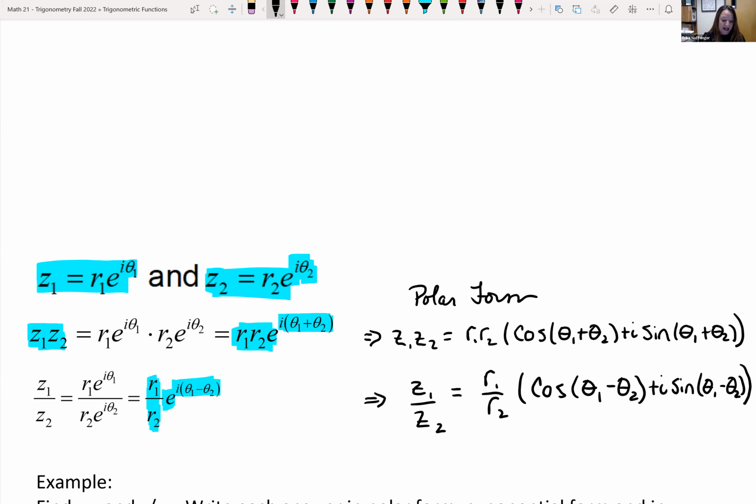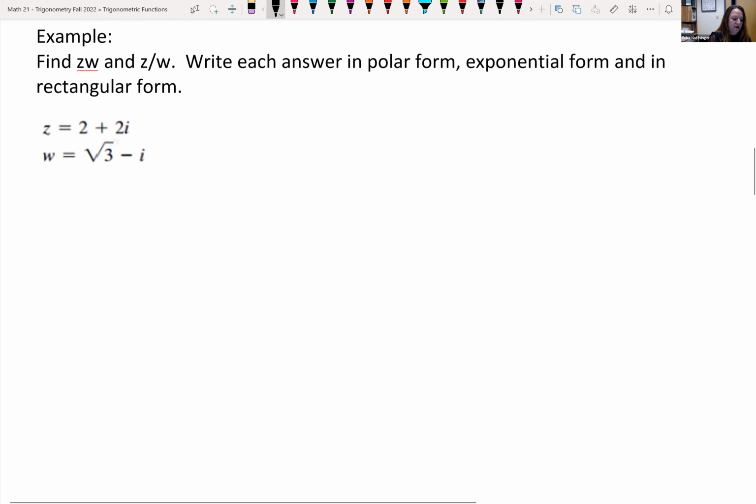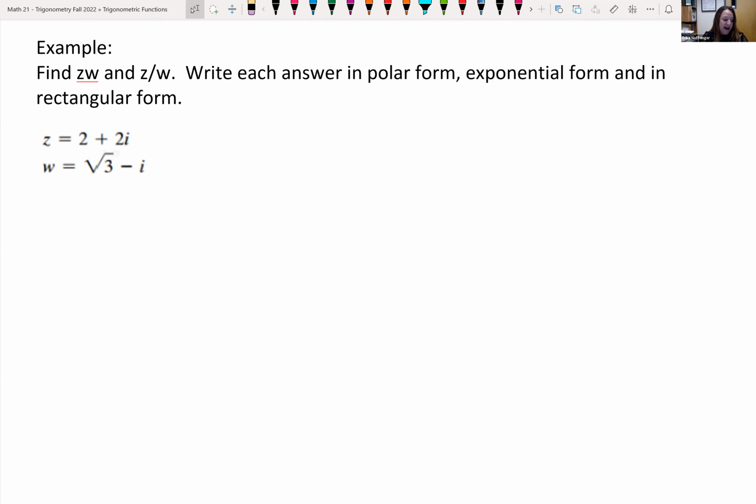So let's look at an example of multiplying and dividing two complex numbers. The example says we're going to find z times w and z divided by w. We want to write each answer in polar form, exponential form, and in rectangular form. We're given that z is equal to 2 plus 2i, and w is equal to the square root of 3 minus i.